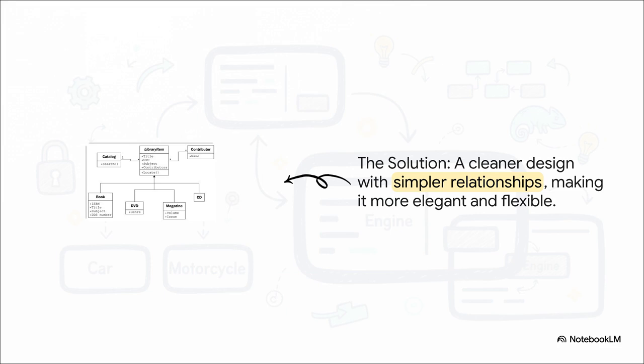Here, we've created a general library item class, and then used inheritance for the specific types, like book and DVD. We also generalized the ideas of authors and actors into a single contributor class. And the result? It's simpler, it's more flexible, it's just a far more elegant solution.